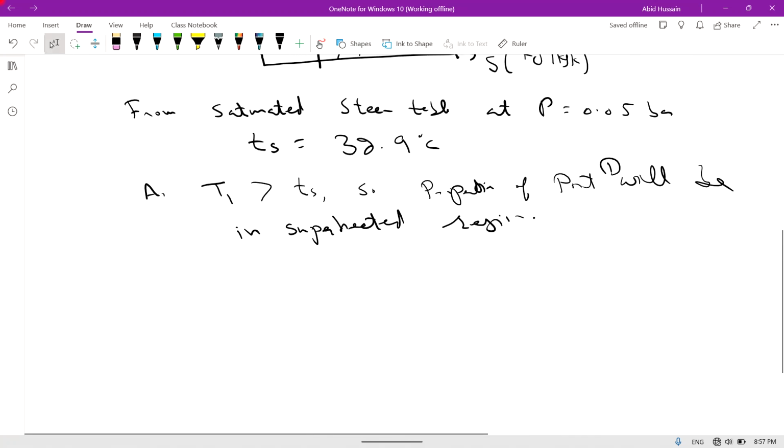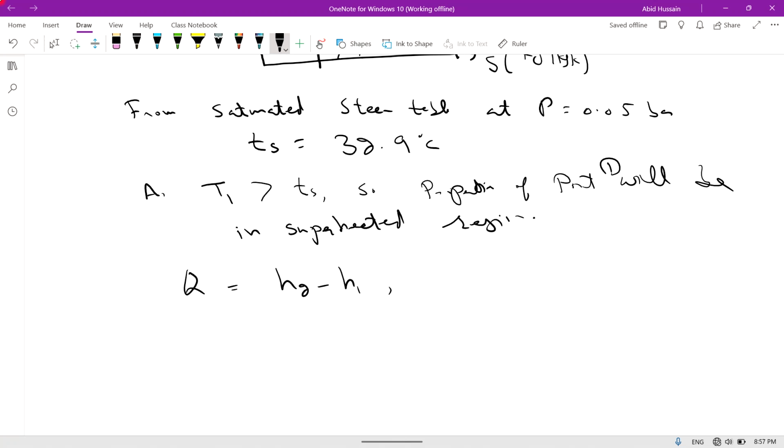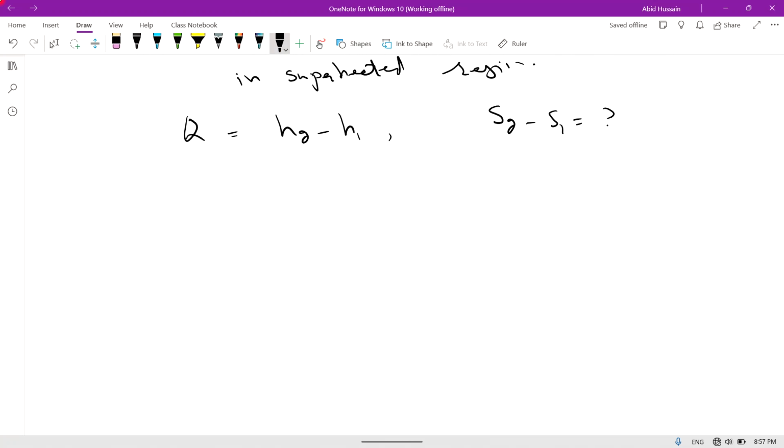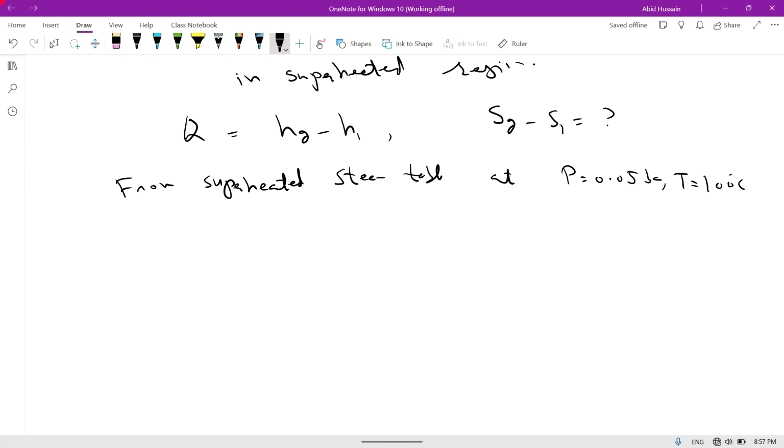Now we have to find Q, heat rejected, which is equal to H2 minus H1, and the change in entropy S2 minus S1. For this we find H1 and S1. Point 1 is in the superheated region, so we will find H1 and S1 from the superheated steam table, at pressure equal to 0.05 bar and temperature equal to 100 degrees centigrade.